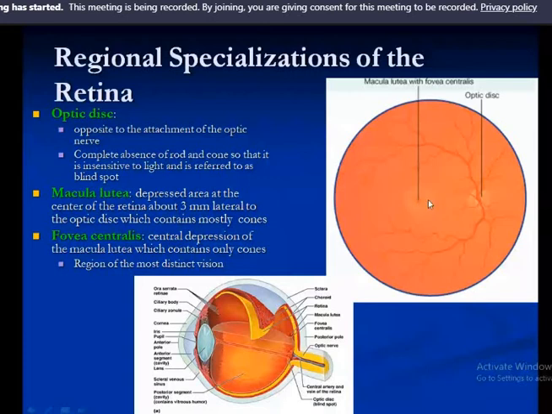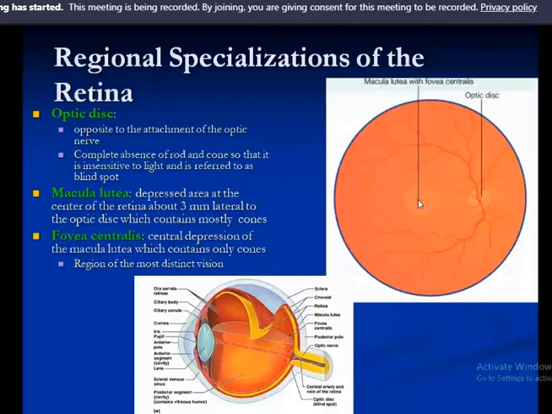Now this macula lutea does not consist of any blood vessels. So it receives its nutrition from the diffusion process. Now on the macula lutea, you can see the central depression. The central depression of the macula lutea is known as the fovea centralis. So the fovea centralis is the centrally depressed area present in the macula lutea.